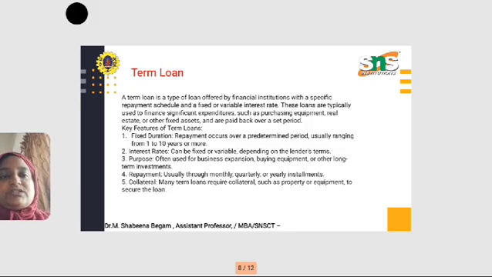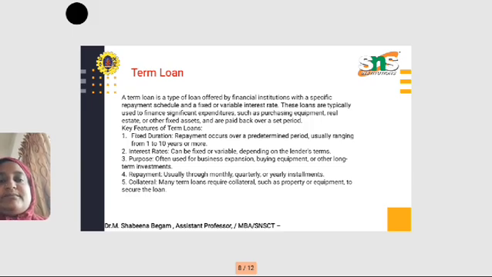Fixed duration: repayment occurs over a permanent period, usually ranging from 1 to 10 years or more. Interest rates can be fixed or variable depending on the lender's terms. So he is the person who has to organize and tell you what happens and when, and the time duration. Then the purpose: it is often used for business expansion, buying equipment, or other long-term investments. Repayment is usually through monthly, quarterly, or yearly installments. We have to pay it back.